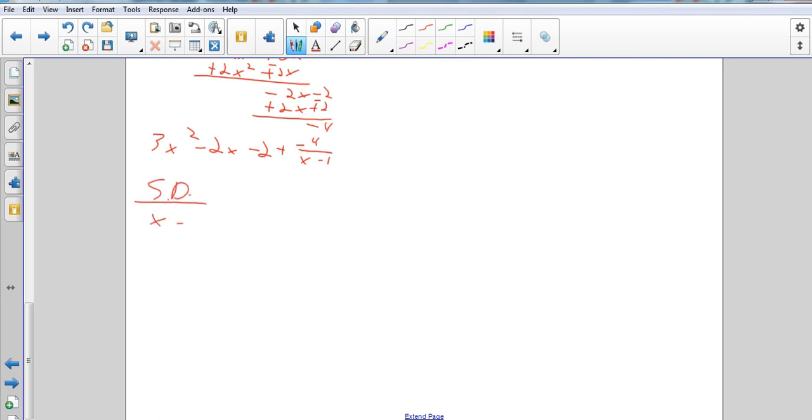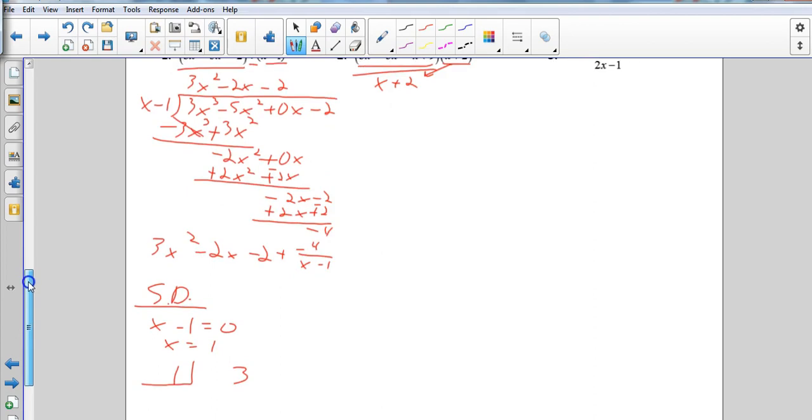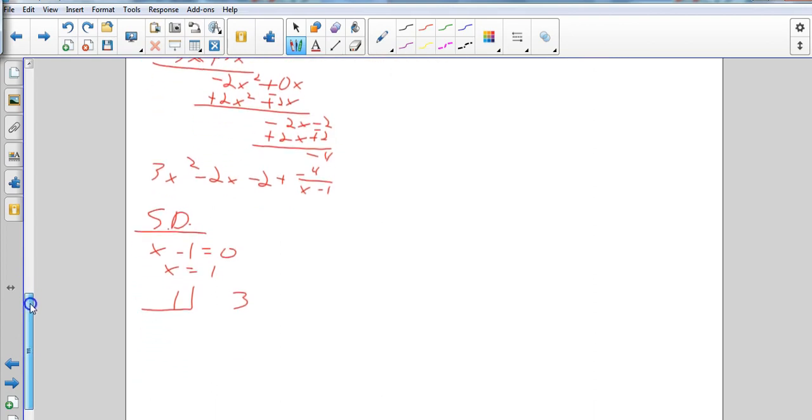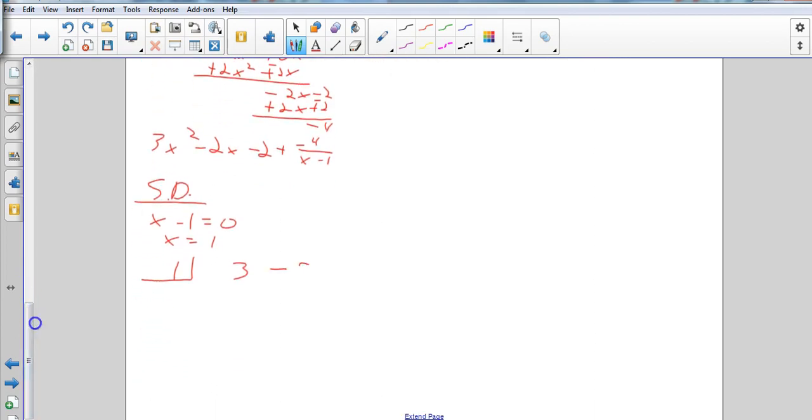First off, I take x minus 1 and set it equal to 0. That gives me 1. So 1 is going to go in my box here. Then I'm going to write the coefficients: 3, negative 5, 0, negative 2. Draw a line.